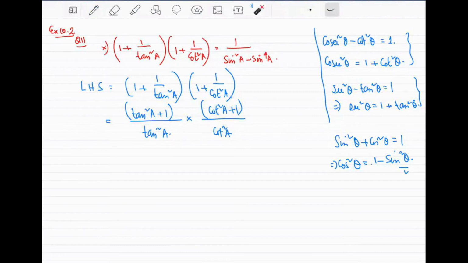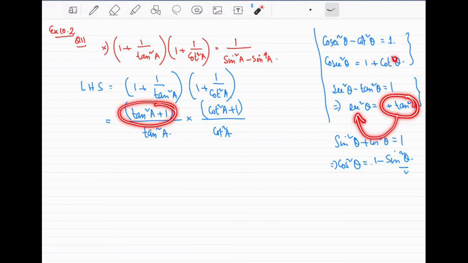Now look at the denominator. Numerator, the two numerators, we can use the formula that I'm writing right here. 1 plus cot square theta, 1 plus tan square theta. Tan square theta plus 1, 1 plus tan square theta, same thing, right? There is a plus sign in between, so the order is not important. Tan square a plus 1, it's this formula right here. We will replace it with sec square theta.